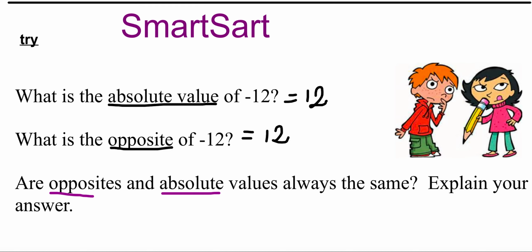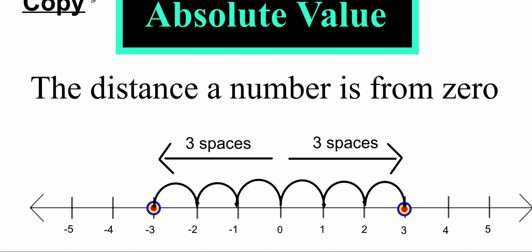Let's move to the next one. Absolute value. Copy this: the distance a number is from 0. As you see here in a number line, this is the review from yesterday's lesson. So negative 3 is 3 spaces away from 0. Also, positive 3 is 3 spaces away from 0. What do you know about this?